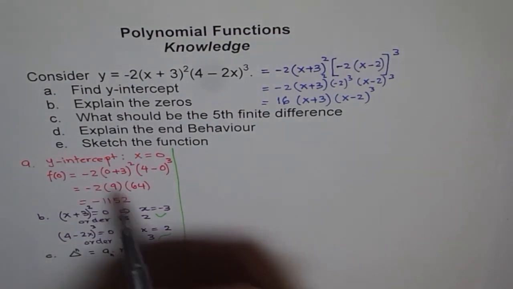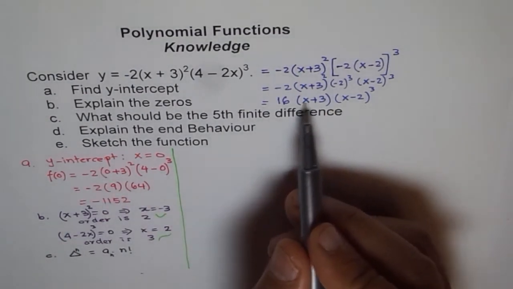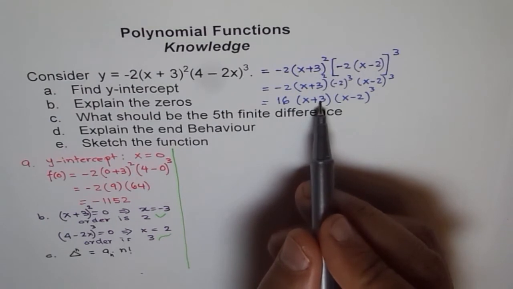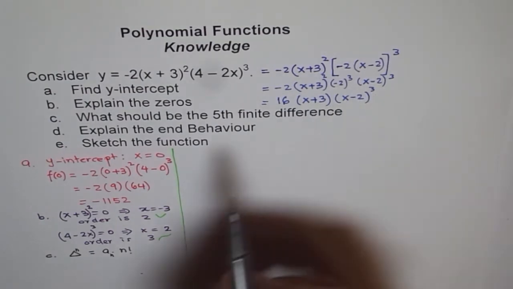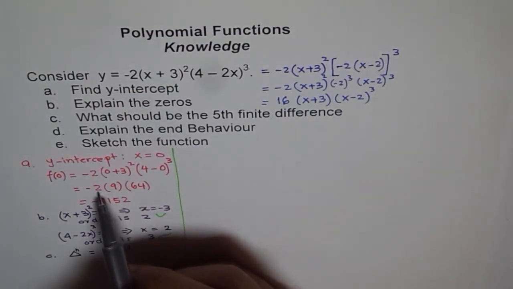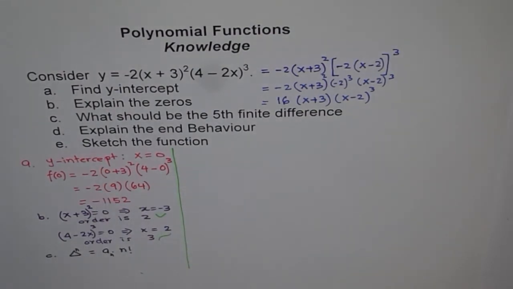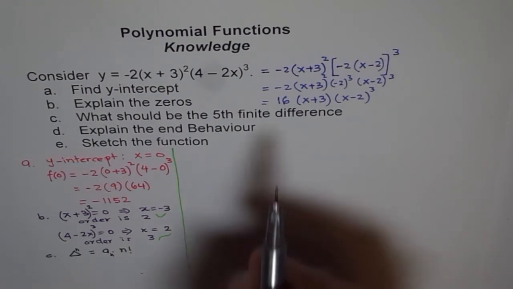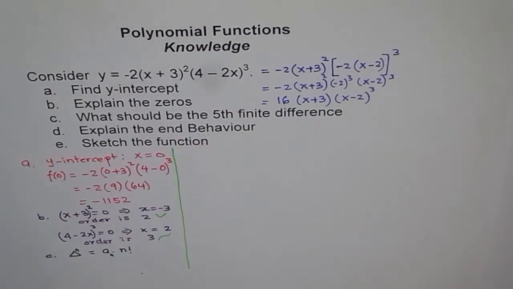Y-intercept will be same because if I plug in 0 here, I get 16 times 3 times 2 cube minus, right? Which I have here, a negative answer, perfect. So I saved myself from doing a big mistake. A is 16, not minus 2. That is what I was trying to get to.